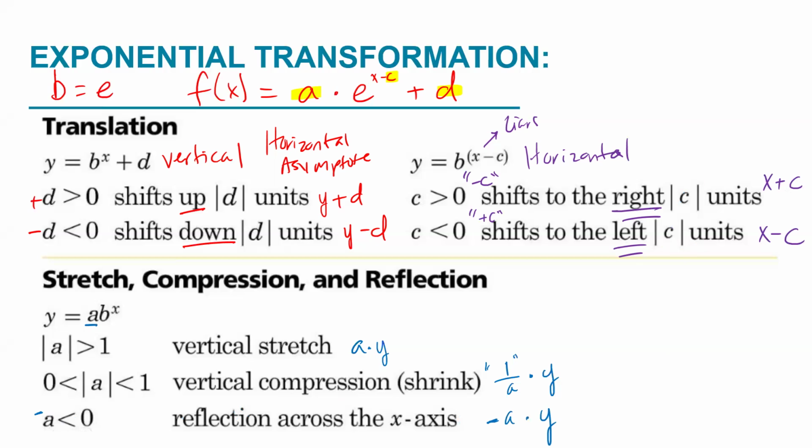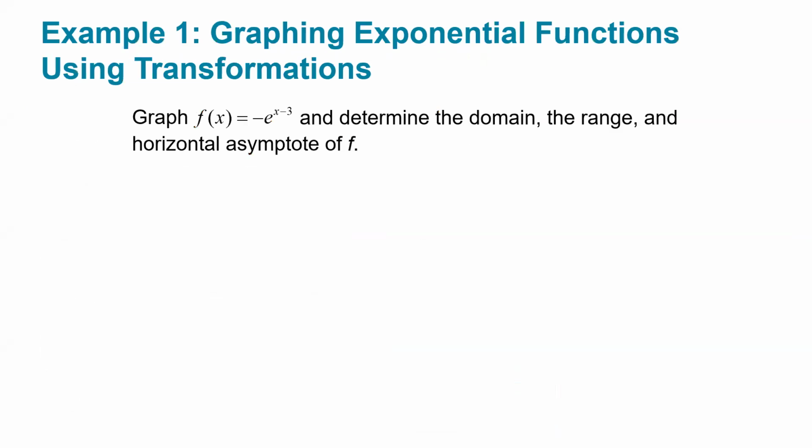So again, each variable has a job to take on. Your a is going to either be your stretch or compress, or a reflection. Your c is going to be your liar. X's are liars, but it's telling you whether you're going left or right. And your D is just going to be, simple and easy, you're either going up or down, and it's your horizontal asymptote. All right. So we're going to apply these rules to a problem.